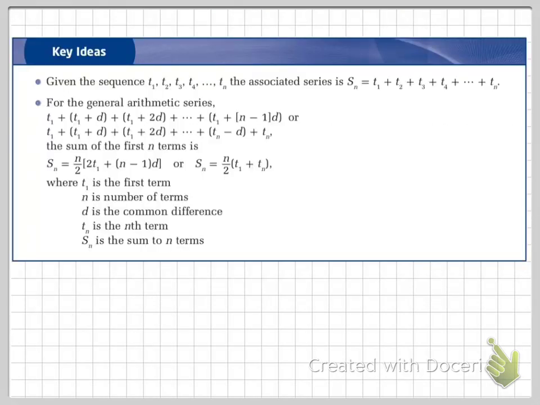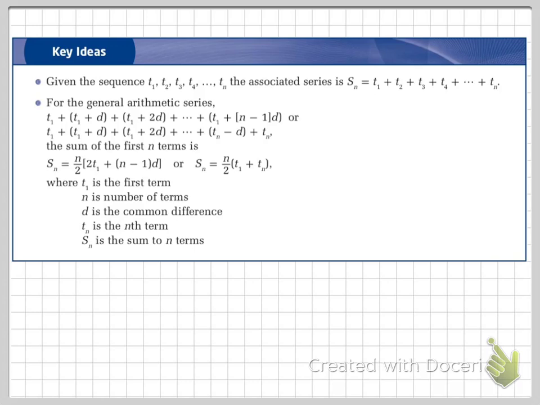So in summary then, our key ideas: given the sequence T1, term 2, term 3, term 4, all the way up to term n, the associated series, the sum of all n terms, is the first term plus the second term plus the third term plus the fourth term, all the way to plus the last term. For the general arithmetic series, T1 plus T1 plus D plus T1 plus 2D plus, and so on, plus T1 plus n minus 1 times D is going to give me the general series.